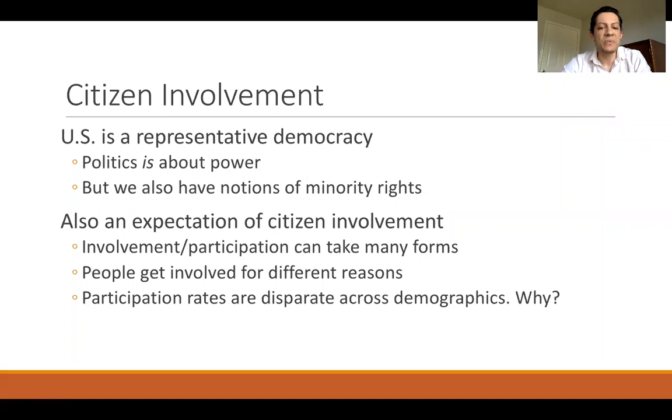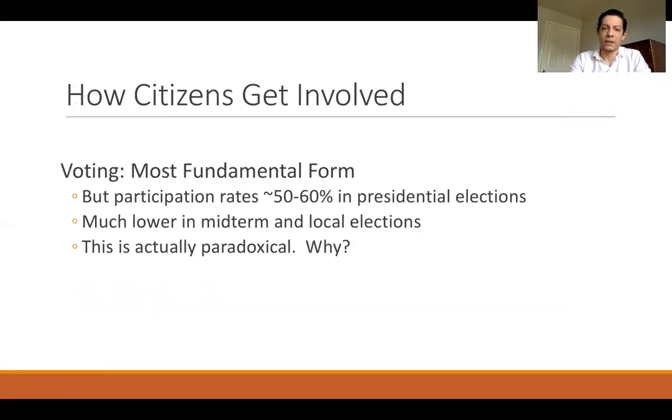So, how do citizens actually get involved? Your textbook mentions various ways: marches, protest, participation, letter writing, but I am going to talk about voting, which is, I think, the aspect of participation that we're all most familiar with. It's one of the most fundamental, the most accessible, but I want to go a little bit deeper into the mechanism of voting.